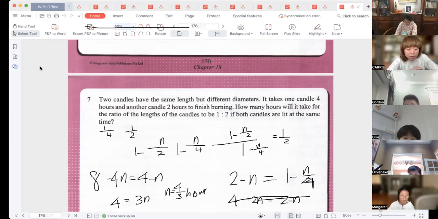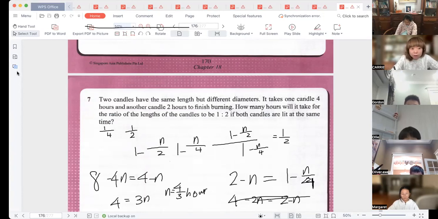Is there any minus or plus? Huh? Which part? Here and here? So Margaret, I cannot hear you very properly. Can you say it again? Is there any plus or minus or multiply here? Oh no, yeah, this one.